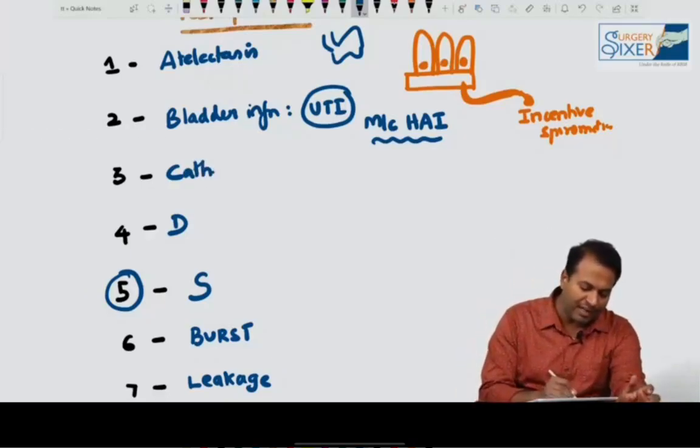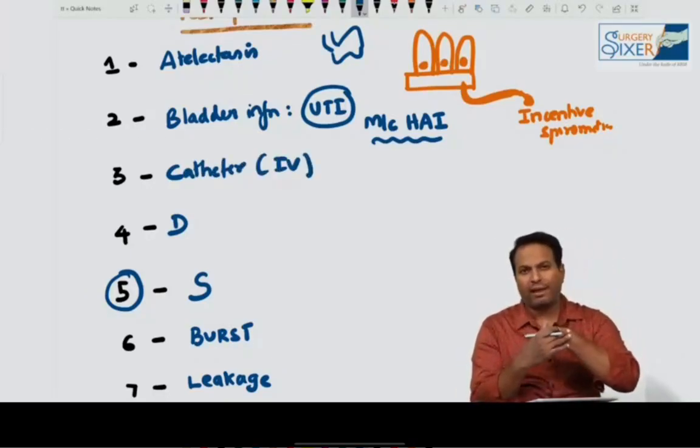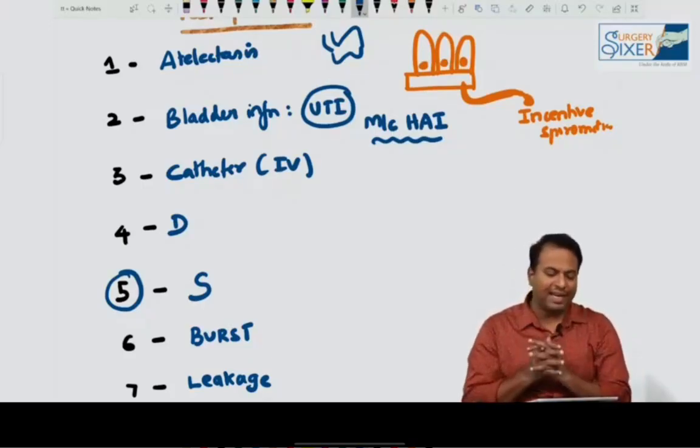And third day, catheter-related infections. What catheters? IV catheters, like Venflon. The Venflon will cause thrombophlebitis. The moment you put in an injection, the patient will complain of pain. So IV catheter-related infection is 3.